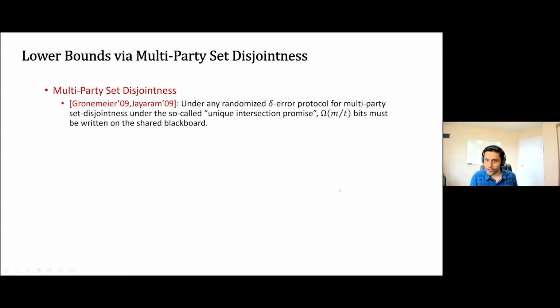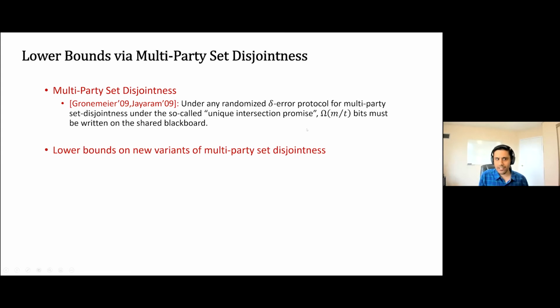So in this literature, it's known that even if you are allowed to have a randomized protocol that is allowed to fail with some small probability delta and give a wrong answer, then this protocol must need at least m over t bits of information written on the shared blackboard before it can terminate. Okay, so as you have more and more players, the problem actually gets easier.